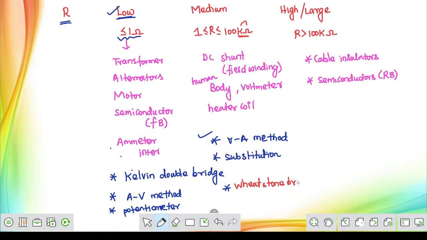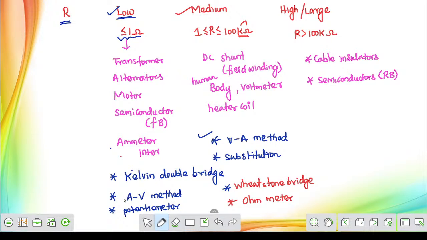All of these are used to measure the value of medium resistance. Next, there is one more method that is called the ohm meter method, which you might have studied. So voltmeter-ammeter, substitution method, Wheatstone bridge method, all these methods are used to measure the value of medium resistance. Low means Kelvin double bridge, ammeter-voltmeter method, potentiometer.